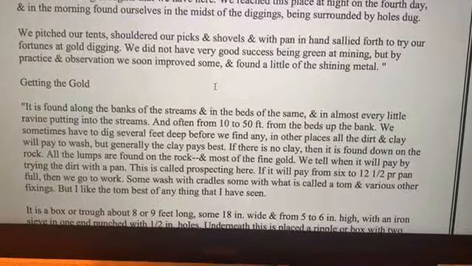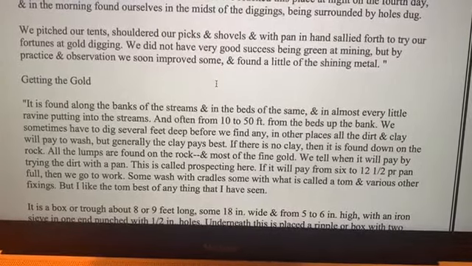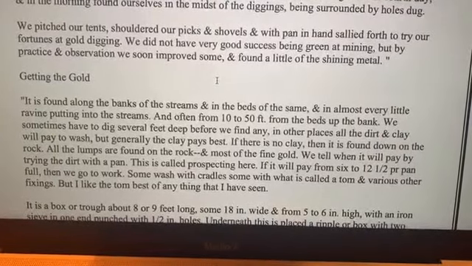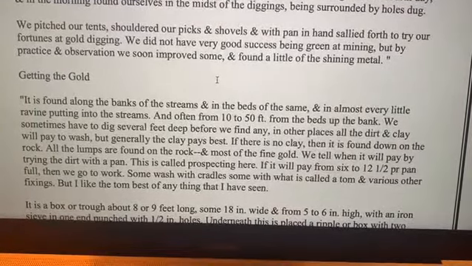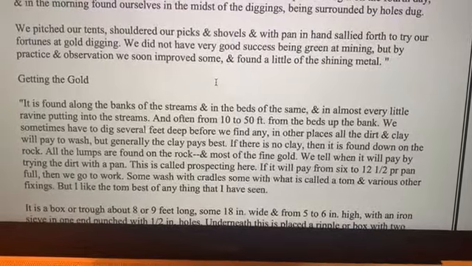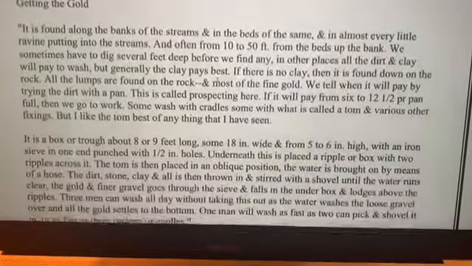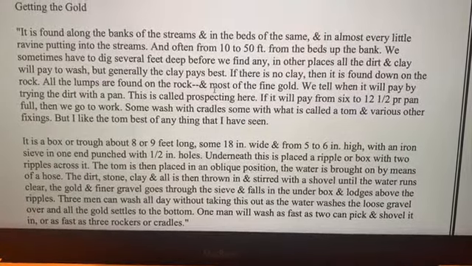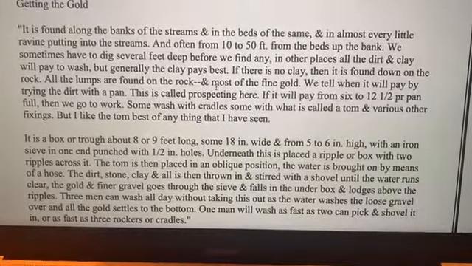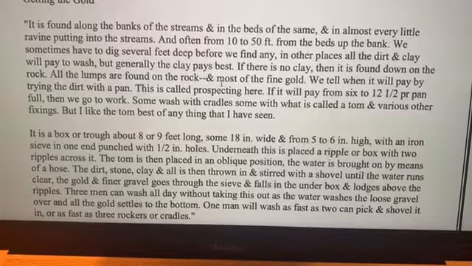We pitched our tents, shouldered our picks and shovels, and with a pan in hand sallied forth to try our fortunes at gold digging. We did not have very good success being green at mining, but by practice and observation we soon improved some and found a little of the shining metal. It is found along the banks of the streams and in the beds of the same, and in almost every little ravine putting into the streams, and almost from 10 to 50 feet from the beds of the bank.